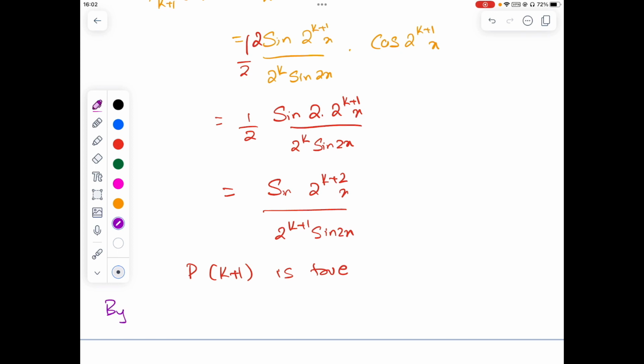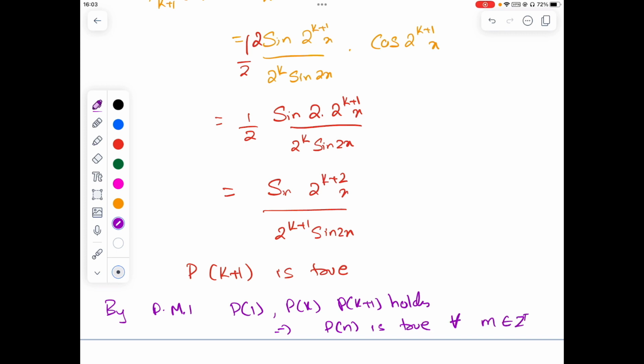Write the conclusion. By the principle of mathematical induction, P of 1, P of k and P of k plus 1 hold. It implies P of n is true for all values of n belongs to Z plus. That's going to be the answer. That one was for mathematical induction.